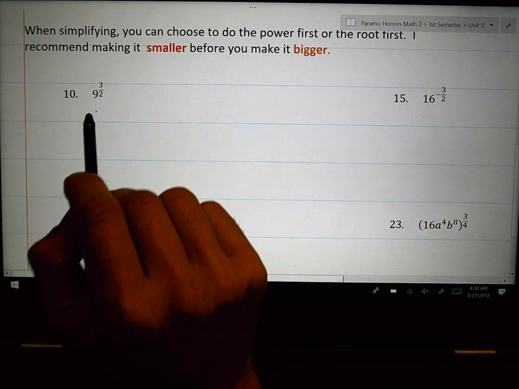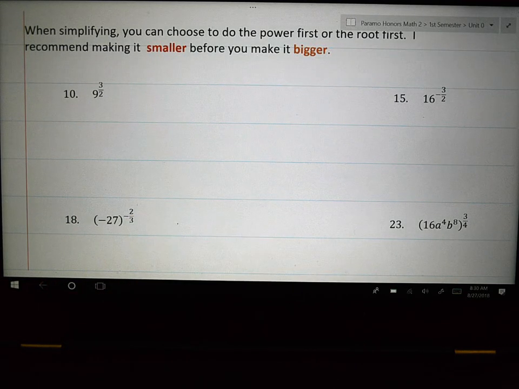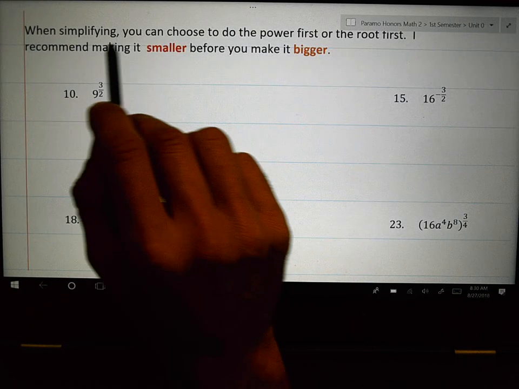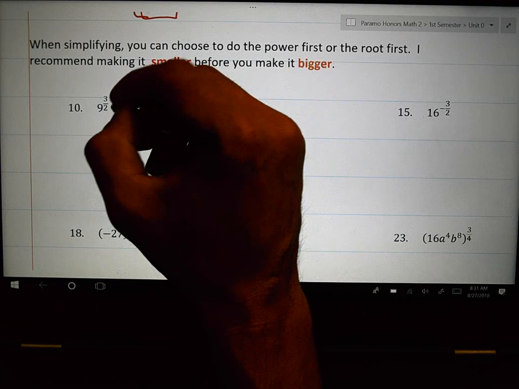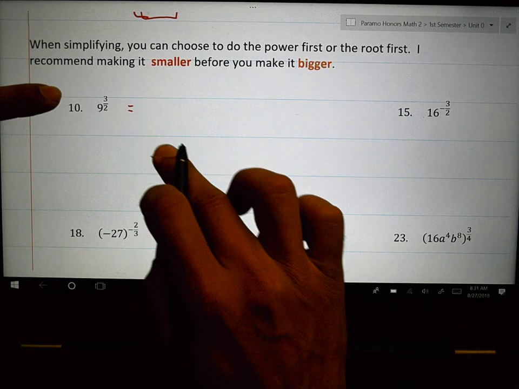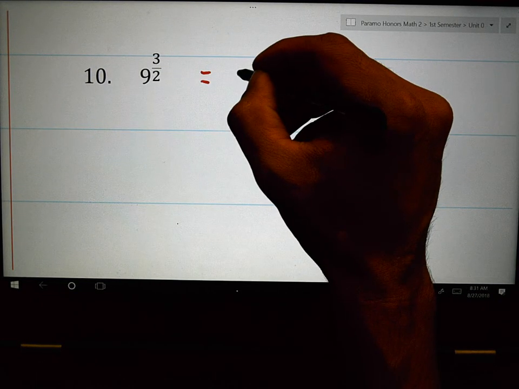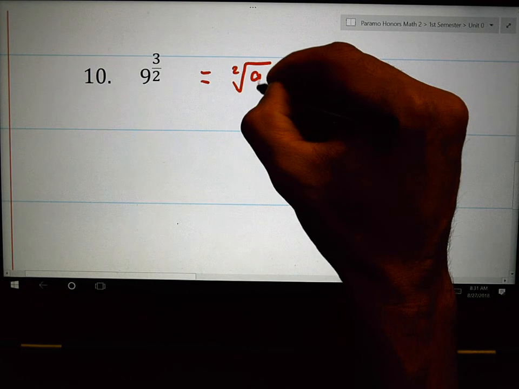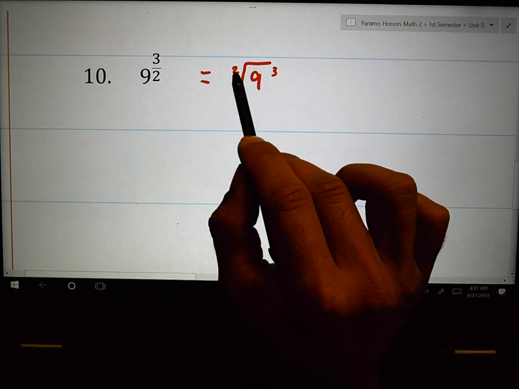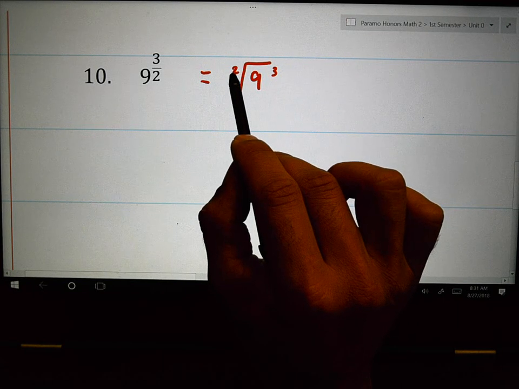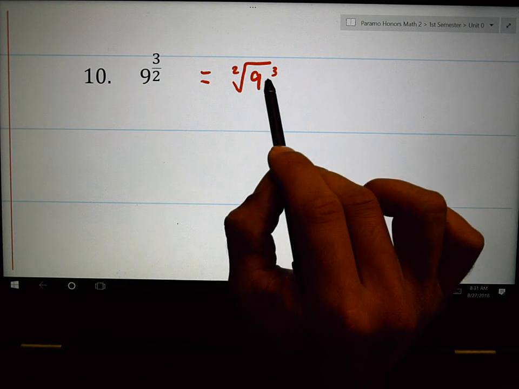If I were to ask you to simplify this, your job will be to know how to convert it into radical form and then reduce. So, when simplifying, you can choose to do the power first or the root first. I recommend making it smaller before you make it bigger. So when I'm looking at number 10, the first thing that I do is I know that this is my root. I'm taking the square root of 9 to the 3rd. You have a choice. You can either do the root part first or the 3 part first, and you'll get the same answer either way.